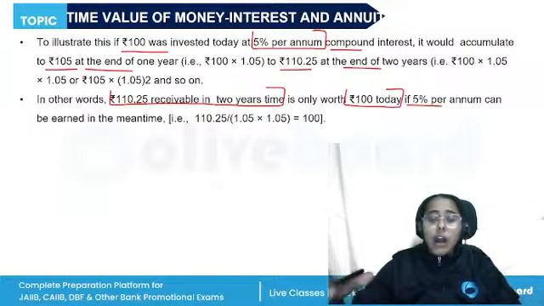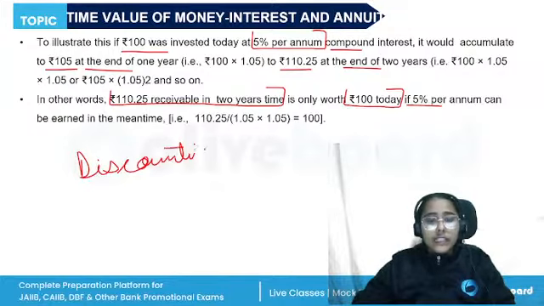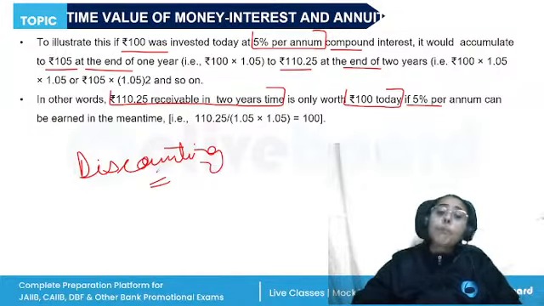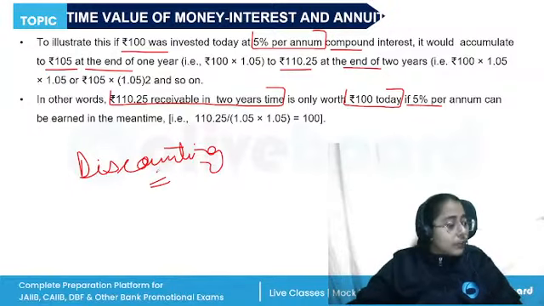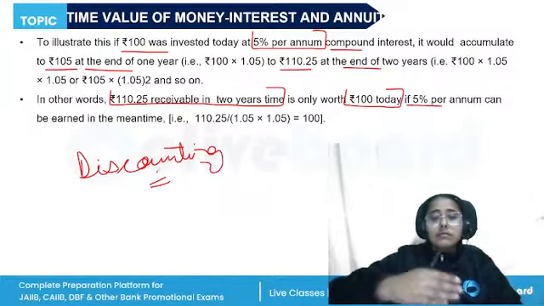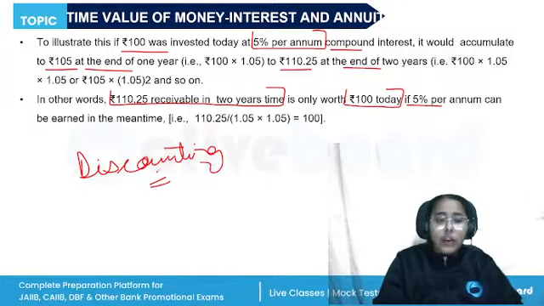So how can we convert future sums into their present equivalents? This is known as discounting, the discounted value, which is simply the opposite of compounding. In compounding, we are finding the value for the future. If we want to convert the future sums into their present equivalents, we do so by discounting. So present to future is compounding, and future to present is discounting.